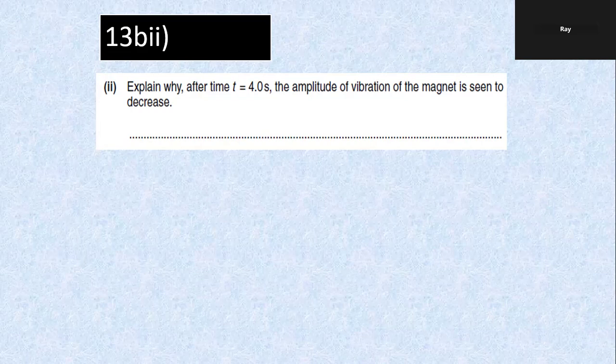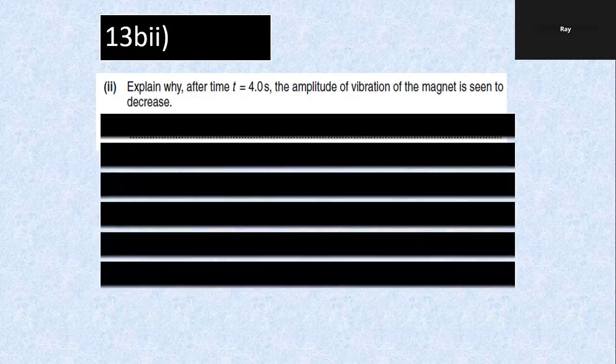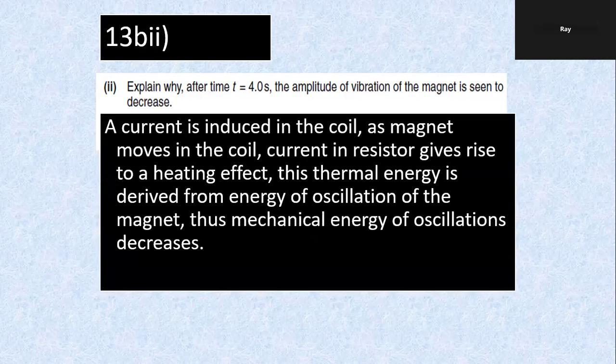Lesser driving force. You have to relate to the magnet. Current is induced in the coil as the magnet moves in the coil. Current in the resistor gives rise to a heating effect. This thermal energy is derived from the energy of oscillation of the magnet. Thus, mechanical energy of oscillation decreases.